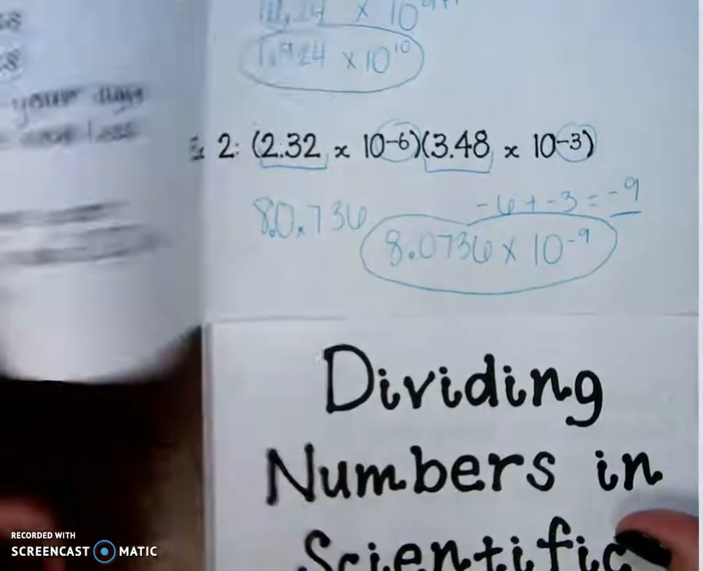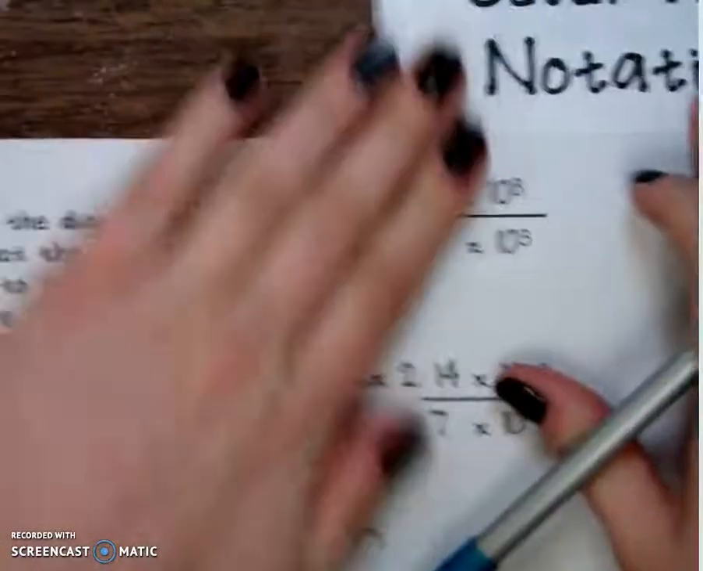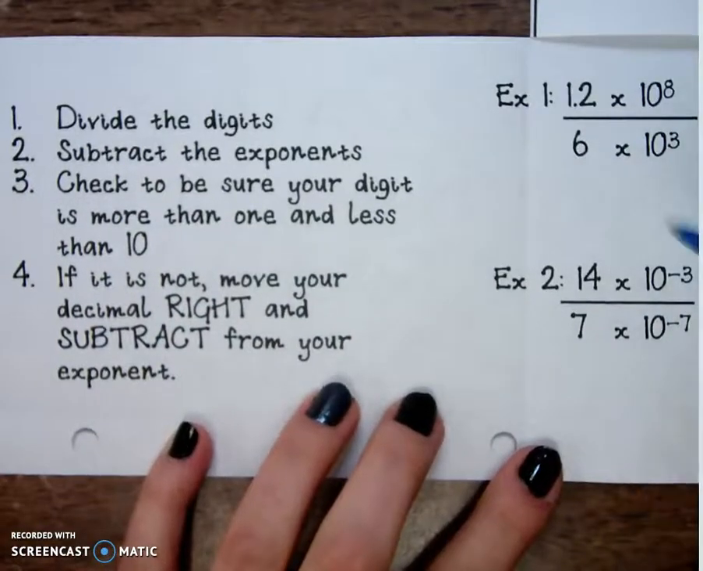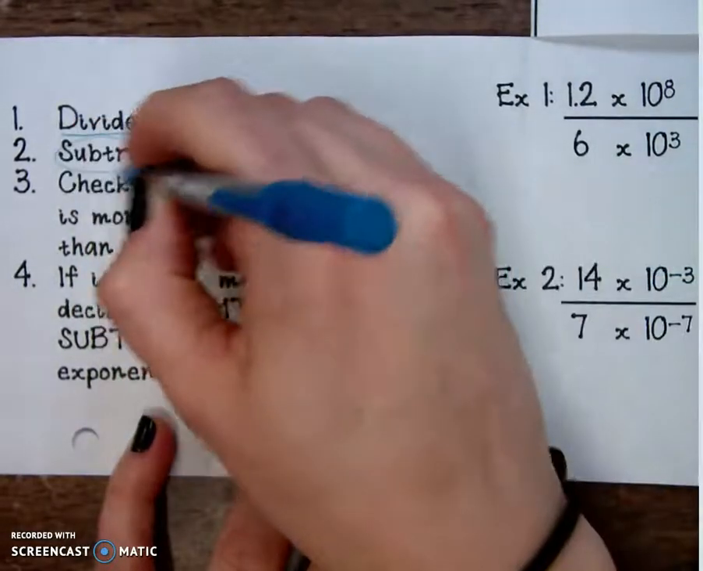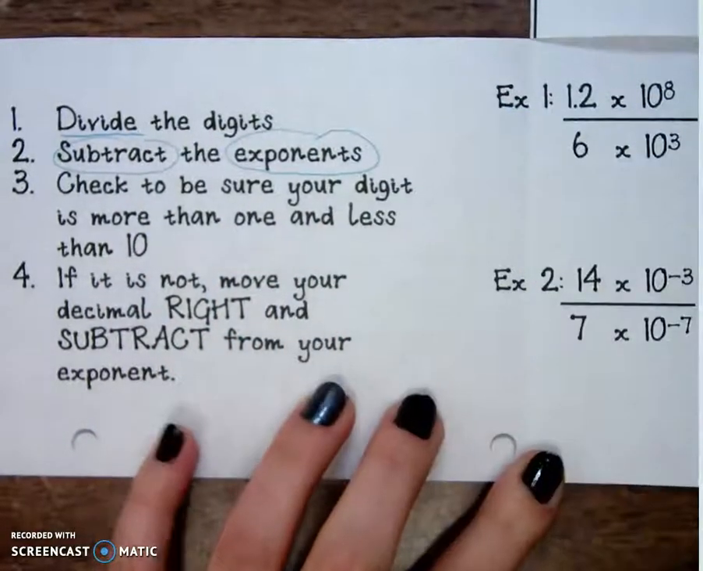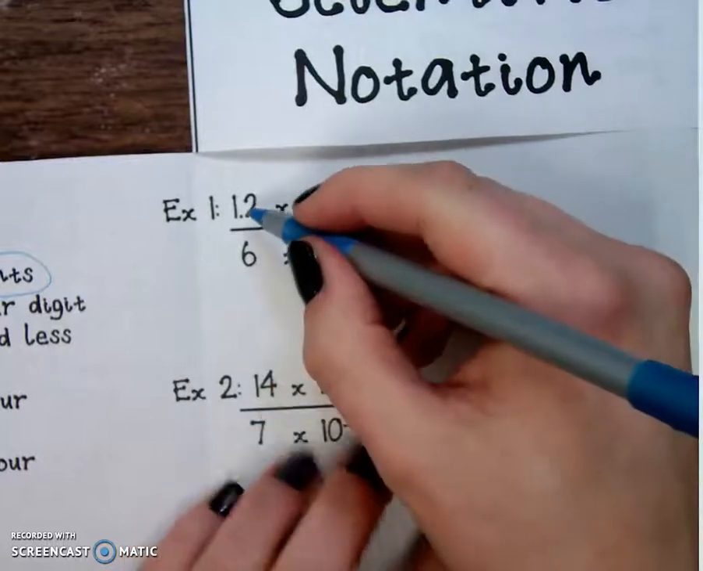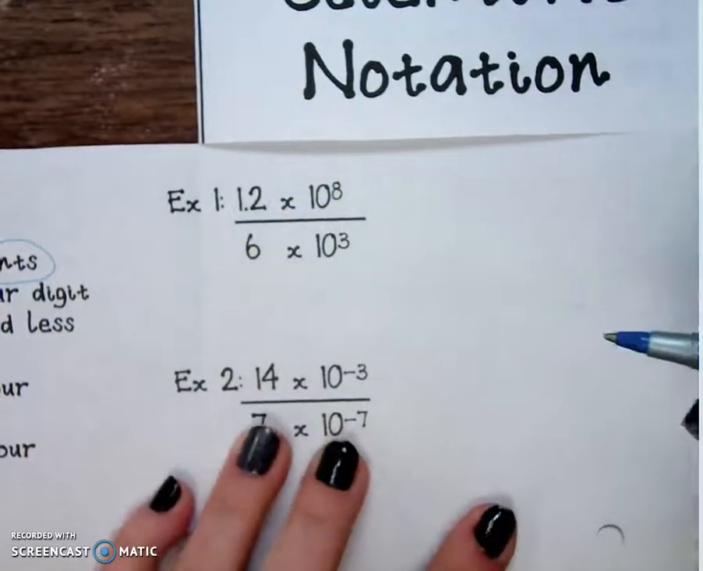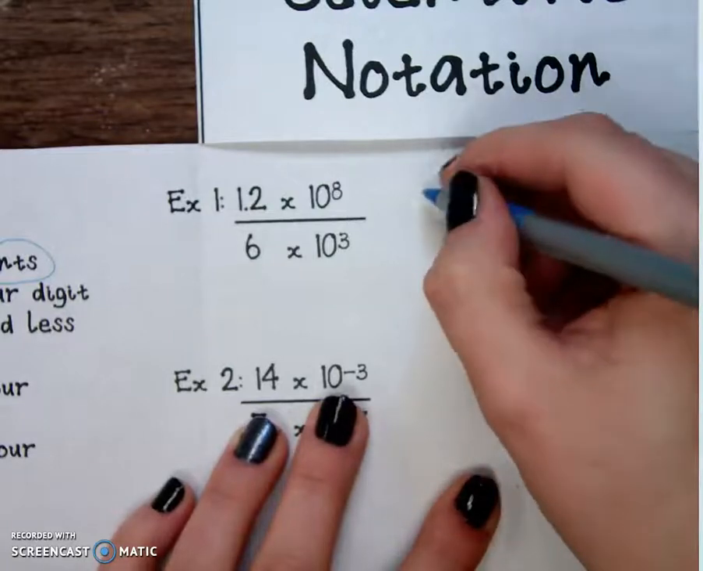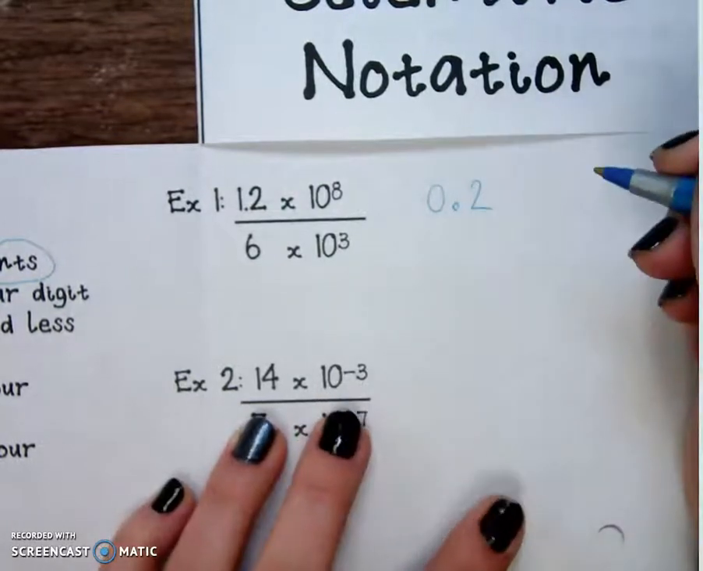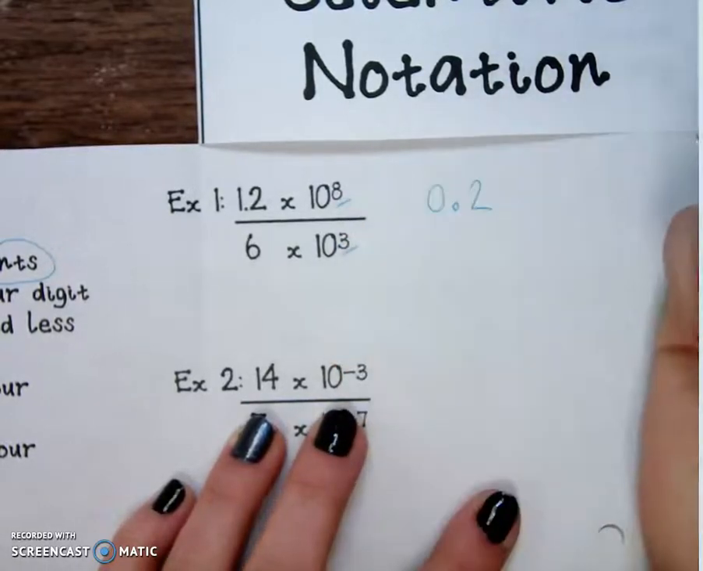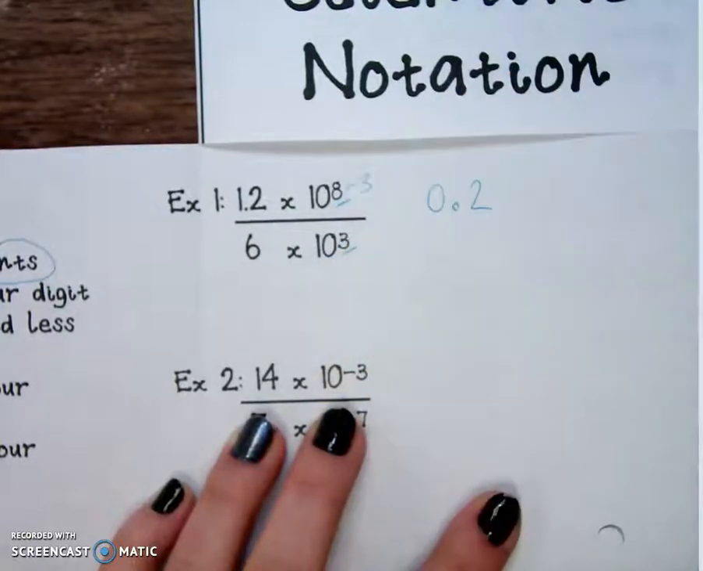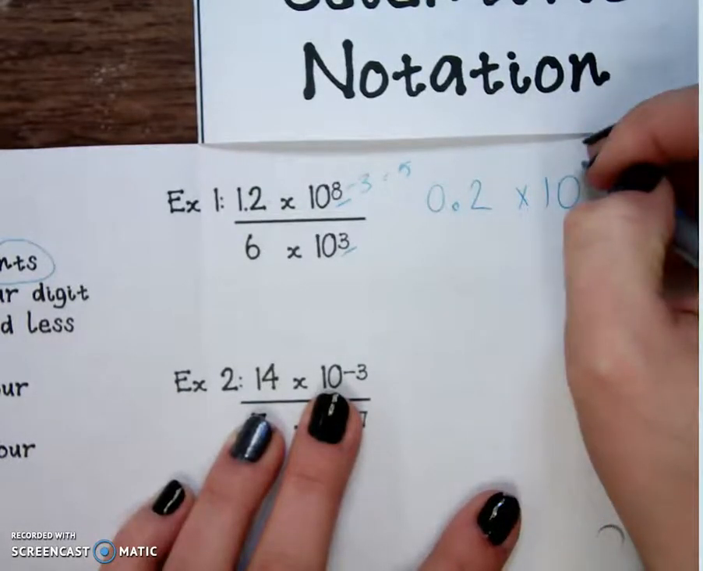Okay, and then dividing numbers in scientific notation. Similar to what we just did, we're actually going to divide the digits up front, and then we're going to subtract the exponents. All right, so when we divide 1.2 divided by 6, we actually have 0.2, and then we have times 10 to the, what's the rule? Our division rule or our quotient rule is to subtract the exponents. 8 minus 3 is 5. So we have times 10 to the 5th power.